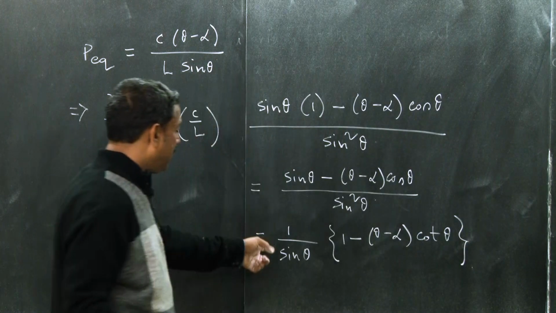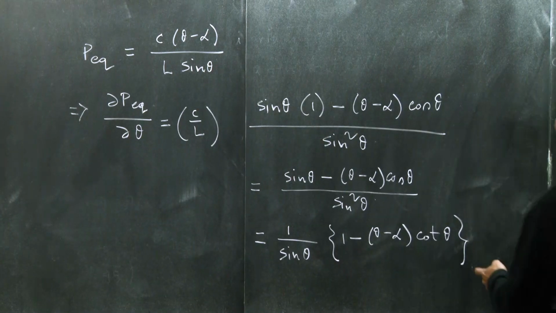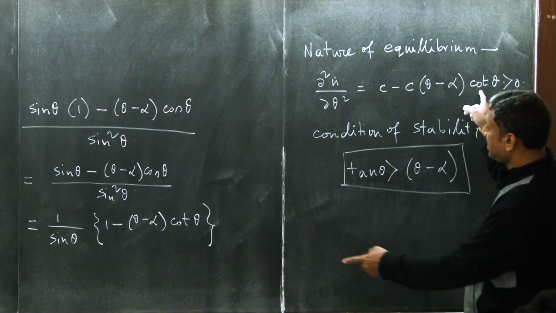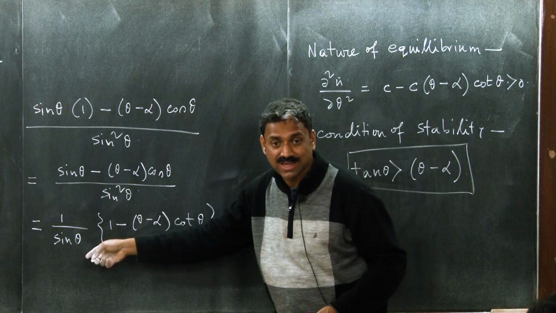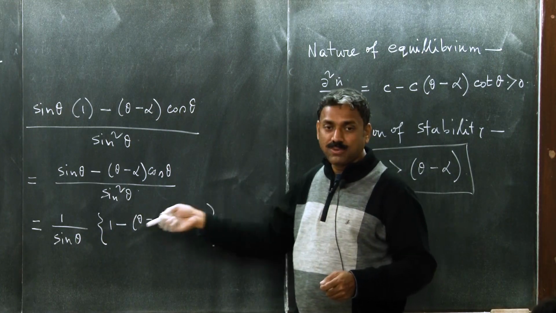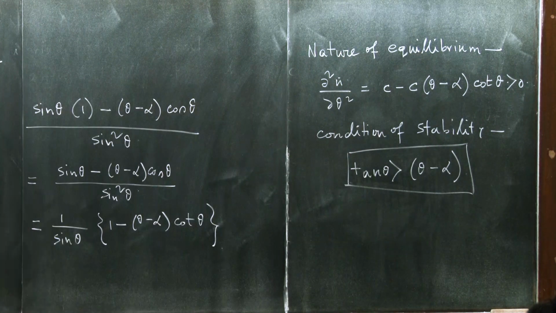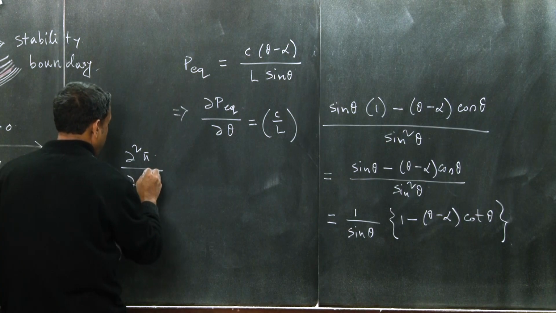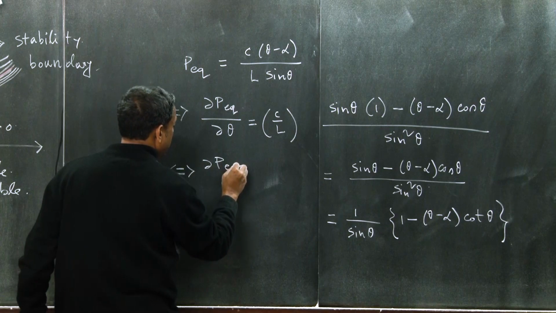You see that 1 by sin theta, 1 by theta minus alpha cot theta. You see this is analogous to this, C 1 minus theta minus alpha cot theta. These two expressions are analogous, only the difference is that there is sin theta. So now the equivalence between this and that expression you can understand, right. So what I can say is that del 2 pi by del theta 2 is analogous to del P equilibrium by del theta, right.